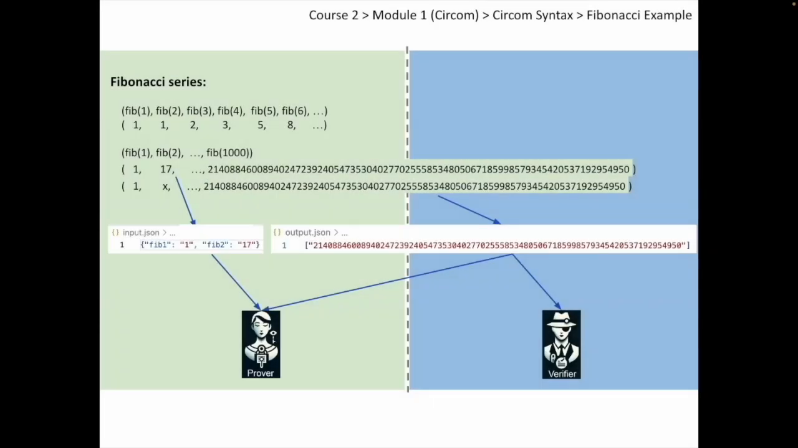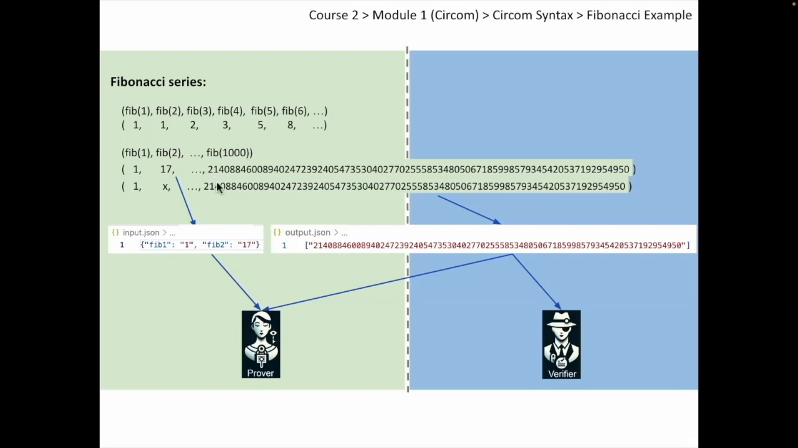The Fibonacci series is a sequence of numbers where each number is the sum of the two preceding ones. For example, if we start with 1, Fibonacci 1 is 1, and Fibonacci 2 is 1, then Fibonacci 3 would be 1 plus 1, 2. Fibonacci 4 would be 1 plus 2, 3. Fibonacci 5 would be 2 plus 3, 5. And Fibonacci 6 would be 3 plus 5, 8.